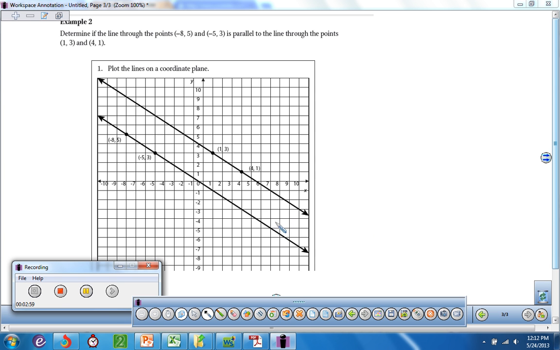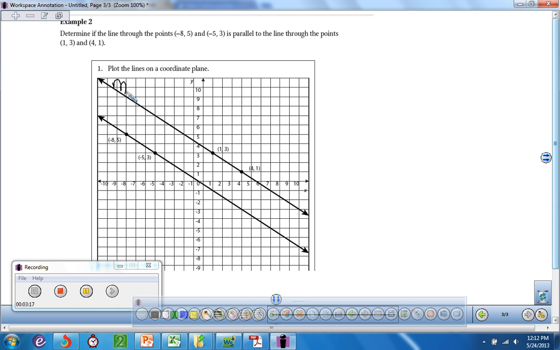Alright, now this one is not in your packet. It got left out for some reason. So you may have to do this on the back side of example 1. But let's go ahead and look at it. We're given a diagram here, but you really don't need that. We're going to determine that these two lines are parallel.